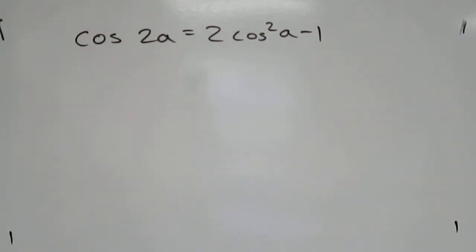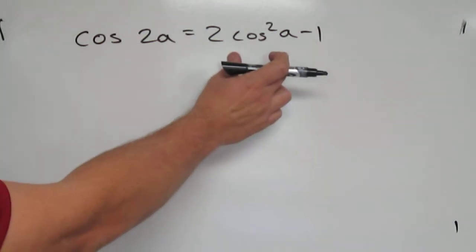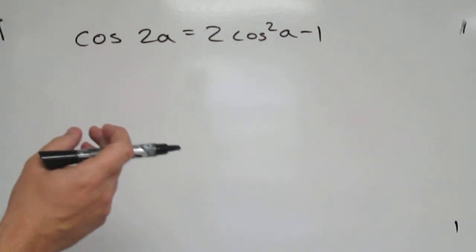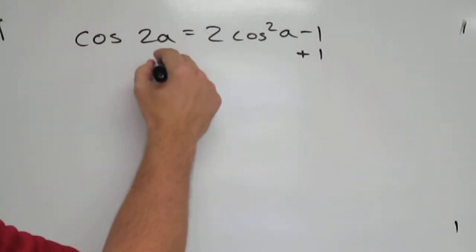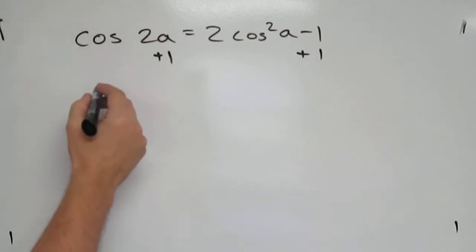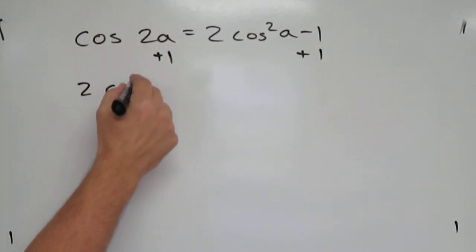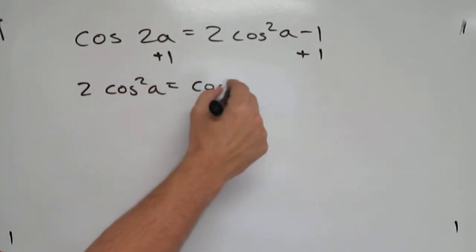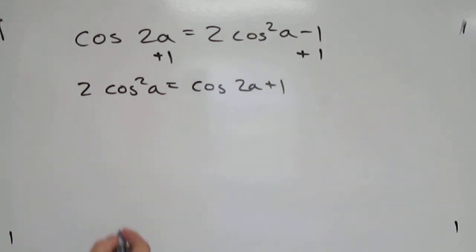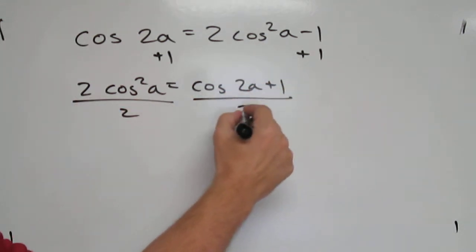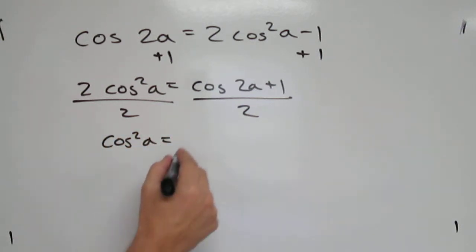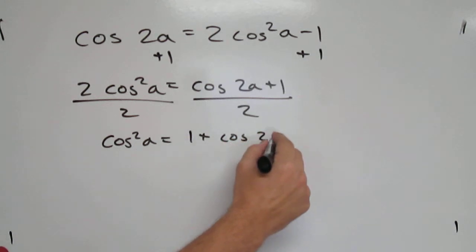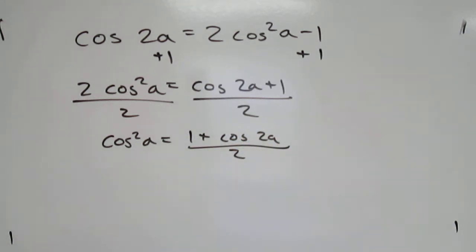And the power reducing identities are basically a way of saying, can I redefine cosine squared a as something with a degree of 1? So if you just thought about it and added 1 to both sides, and I'm going to switch the order to write it as 2 cosine squared a is equal to cosine of 2a plus 1, and then divided both sides by 2, I could say that the cosine squared a is equal to 1 plus the cosine 2a over 2. That is the power reducing formula for cosine.